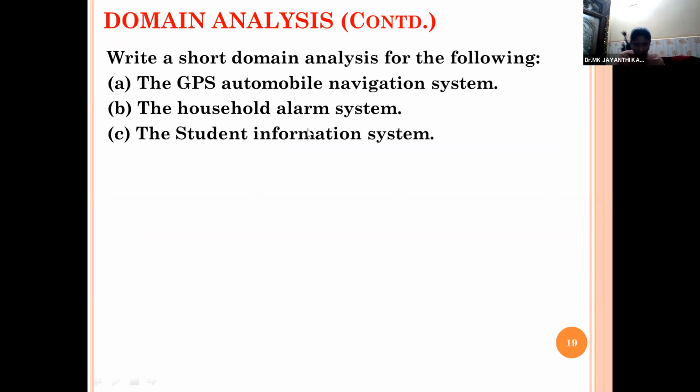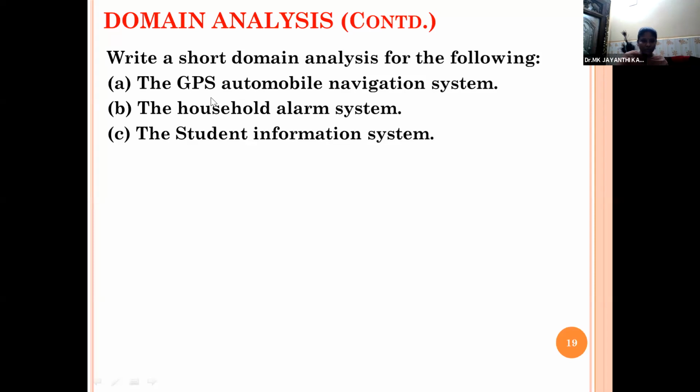So they have given you an assignment in the textbook. Write a short domain analysis for the following. The GPS automobile navigation system. So you need to analyze the GPS automobile navigation systems already existing. Then you can write down the various parameters about the GPS system and the household alarm system.